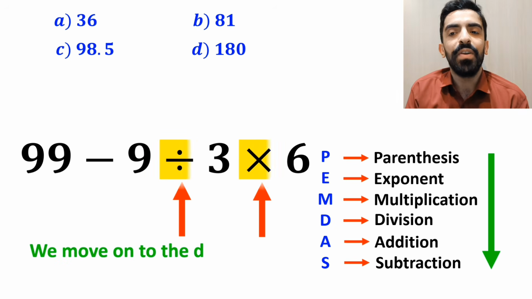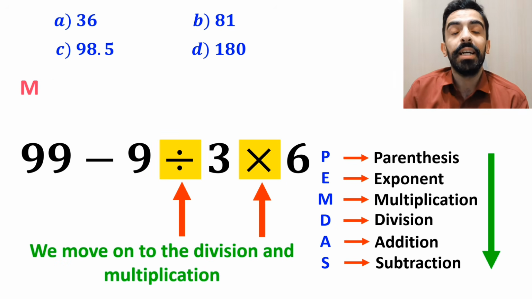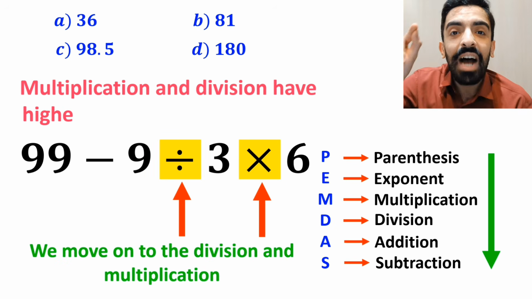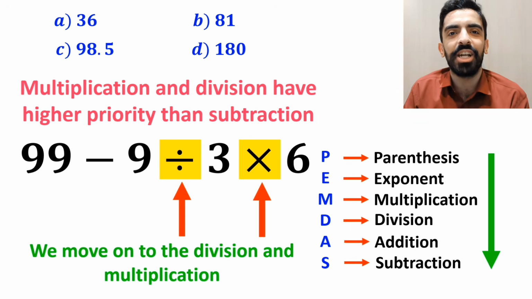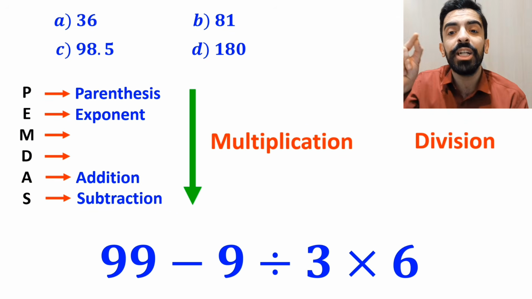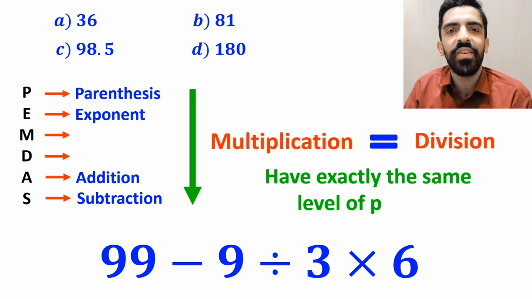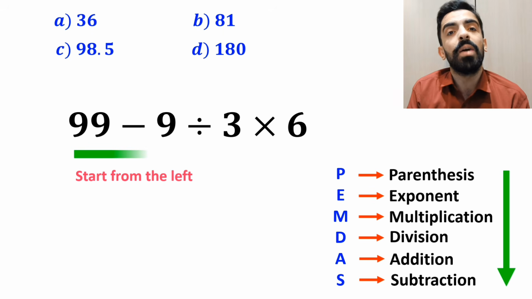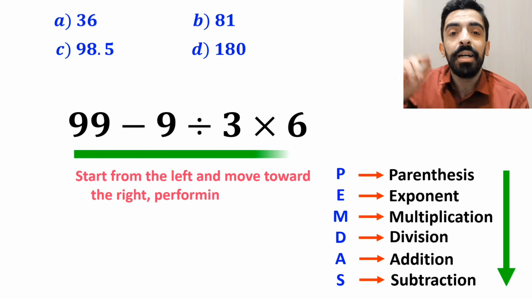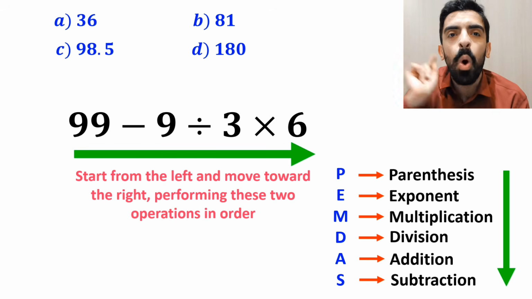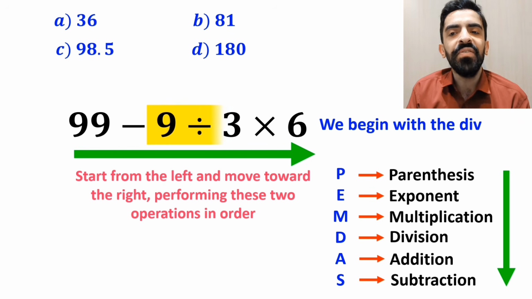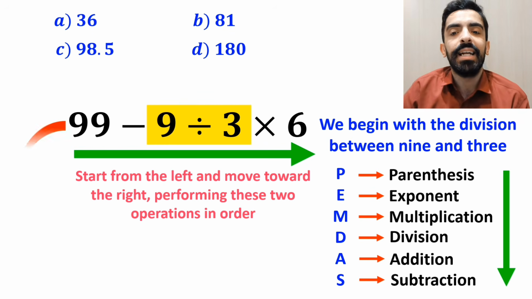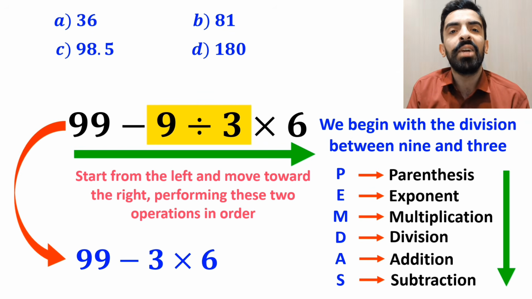And the next step, we move on to the division and multiplication, because multiplication and division have higher priority than subtraction. However, it's really important to understand that multiplication and division have exactly the same level of priority. In this situation, the best approach is to start from the left and move toward the right, performing these two operations in order. So, we begin with the division between 9 and 3, and instead of this expression, we can write 99 minus 3 times 6.